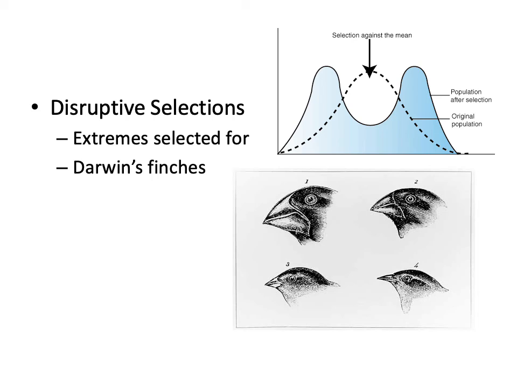They could eat the tougher, bigger seeds. And the other species of finch, the beak size became smaller, and they could eat on the smaller seeds. They could feed on the smaller seeds. So you had some large finches with large beaks and finches with small beaks. The ones that were intermediate were selected against.